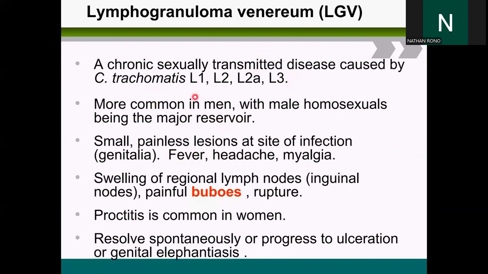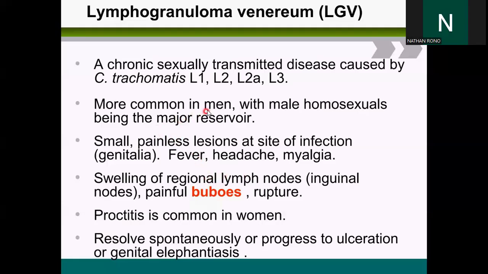Okay. How does it present? Buboes. Where have you had buboes before? Who remembers? Have you heard the term buboes before? So buboes, you heard it when you were talking about Yersinia. Okay. So what are these buboes? Buboes are the swellings of the regional lymph nodes, especially the inguinal lymph nodes. Okay. And they are very, very painful because it's an infection. So it's going to be very, very painful.